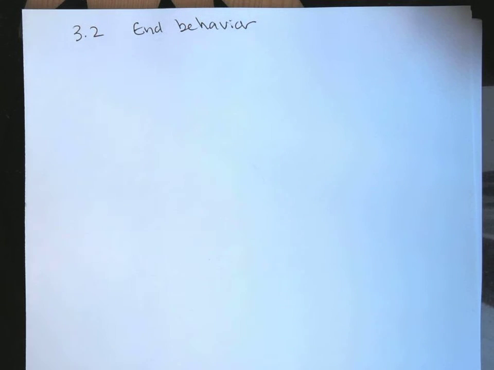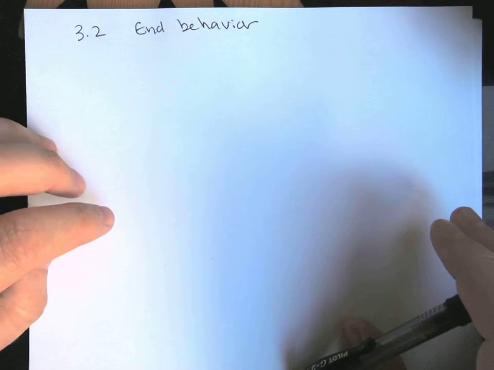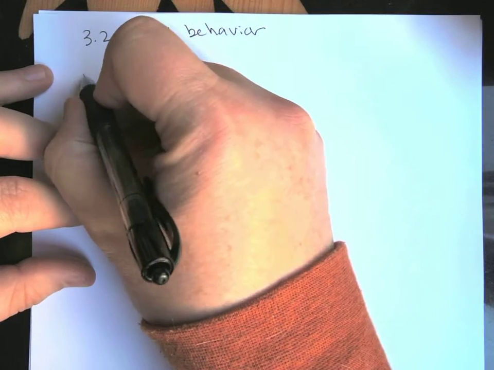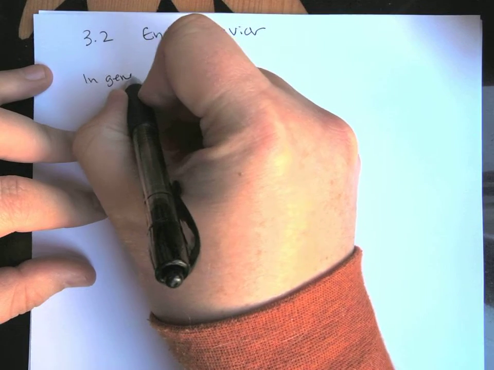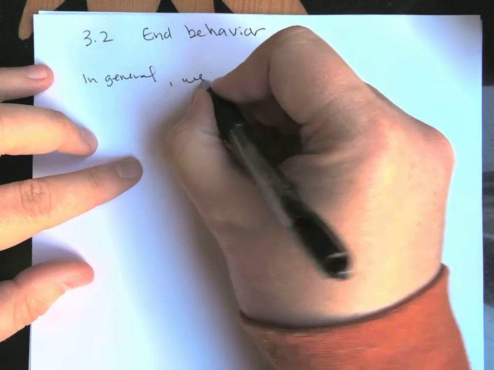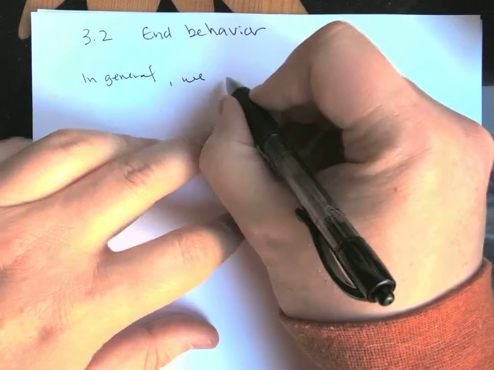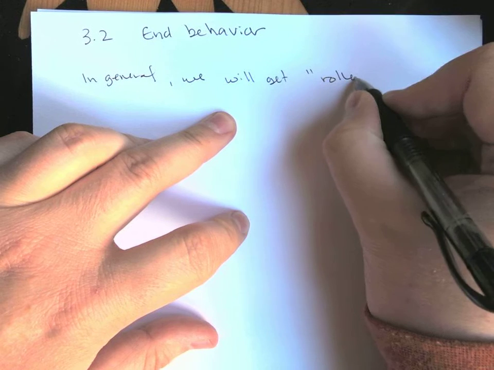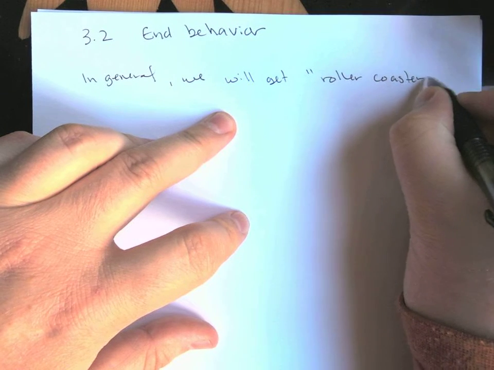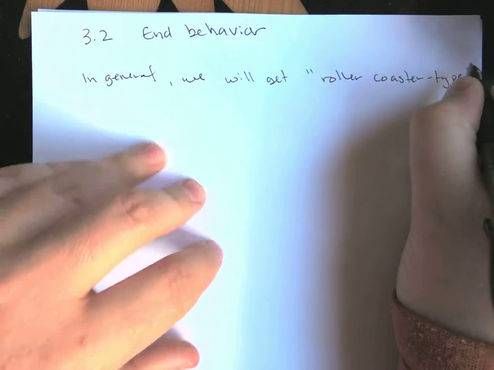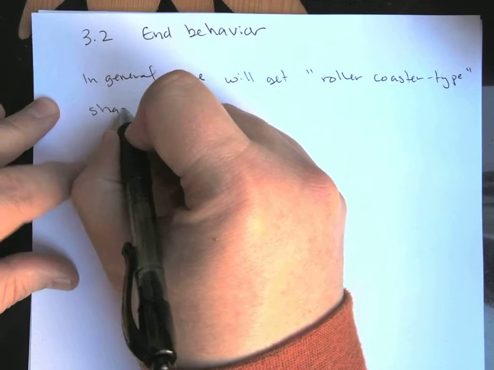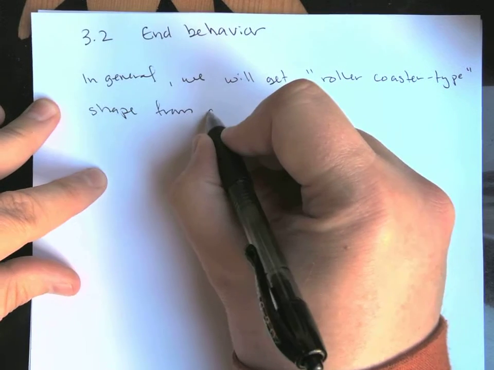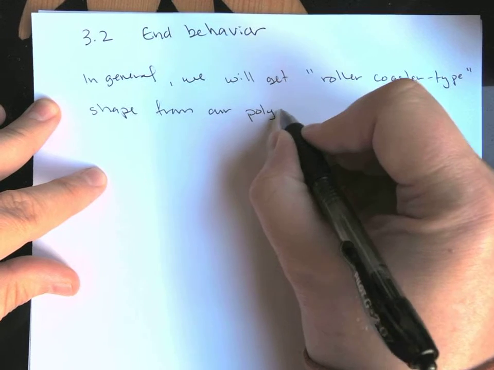So the next thing we're going to talk about is end behavior, as far as building towards graphing a polynomial. In general, the type of shape we're going to get is a roller coaster type shape. So we will get a roller coaster type shape from our polynomial graphs.